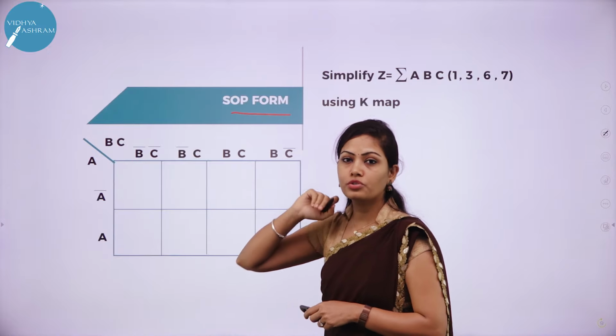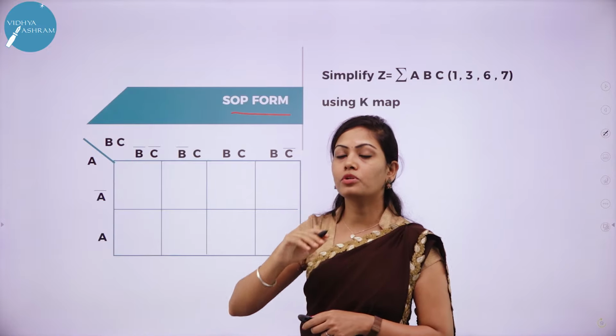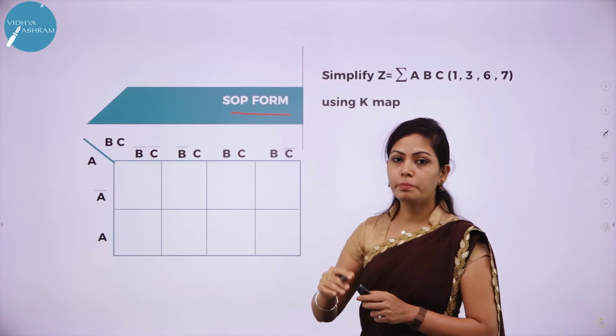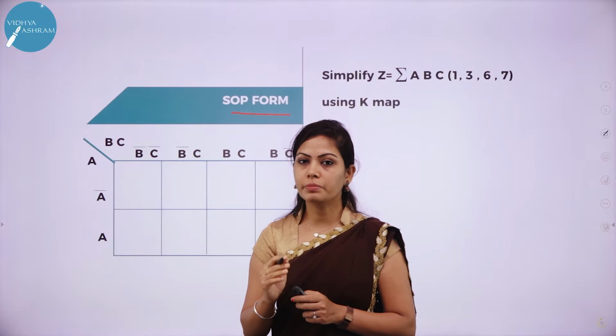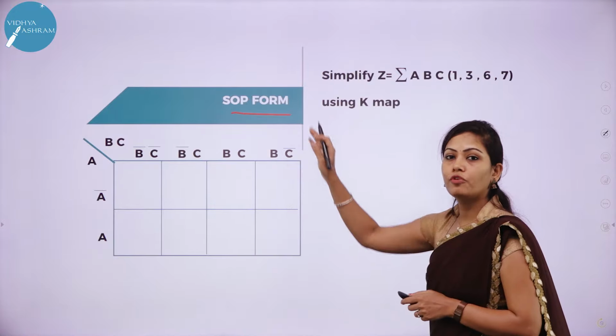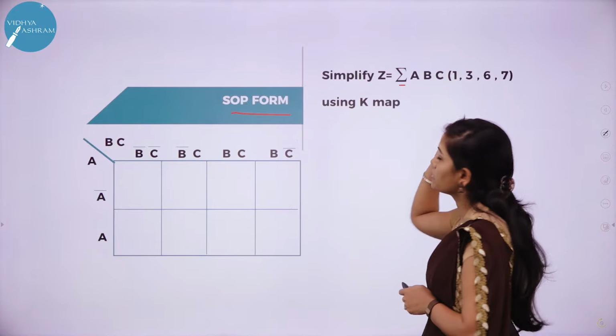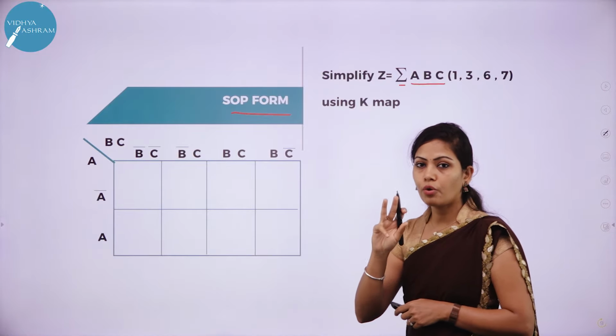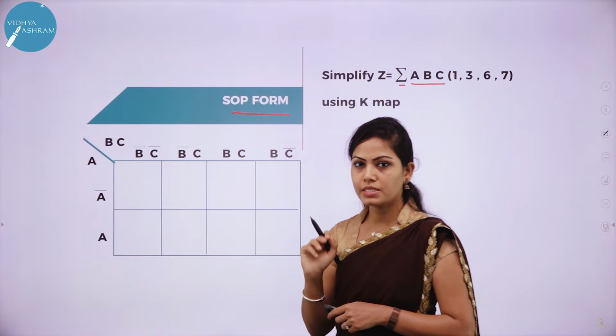Next, I will explain how to construct the K-map for SOP form. In SOP form we can construct, and POS form also we can construct the K-map. So what is SOP? SOP means sum of products. POS means product of sums. Here for SOP form we have to use sigma, for POS form pi. So in the question we have only three variables called A, B, C.